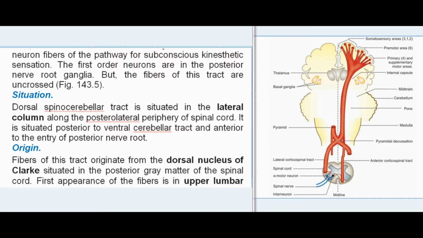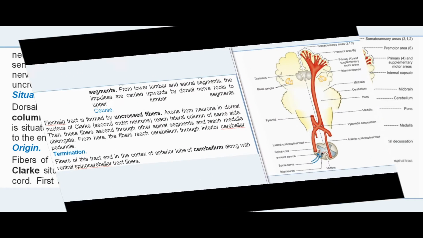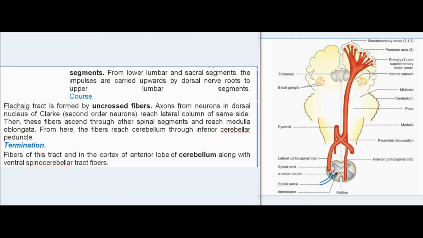It is situated posterior to ventral cerebellar tract and anterior to the entry of posterior nerve root. Origin. Fibers of this tract originate from the dorsal nucleus of Clark situated in the posterior gray matter of the spinal cord. First appearance of the fibers is in upper lumbar segments. From lower lumbar and sacral segments, the impulses are carried upwards by dorsal nerve roots to upper lumbar segments.